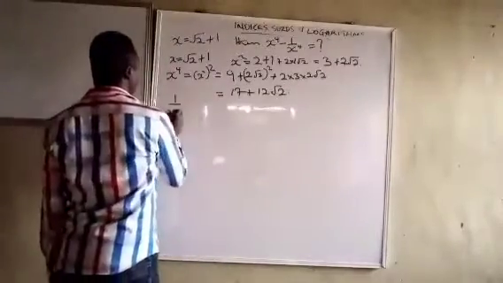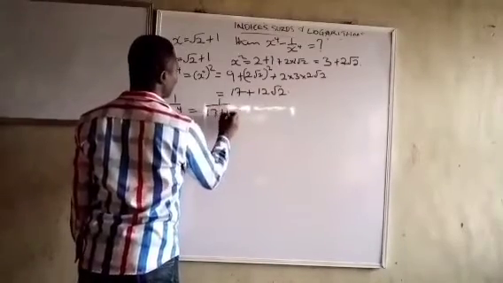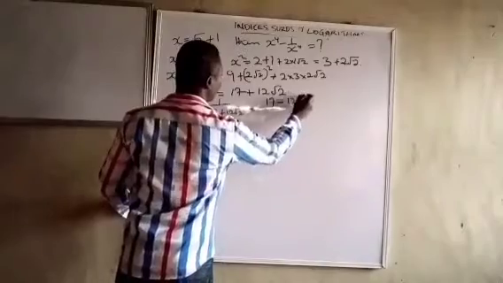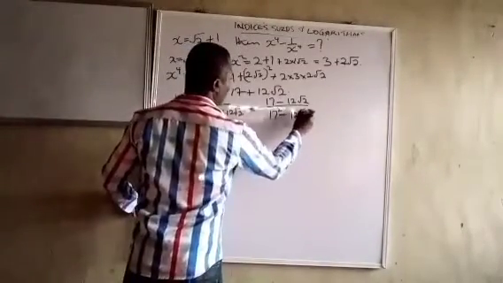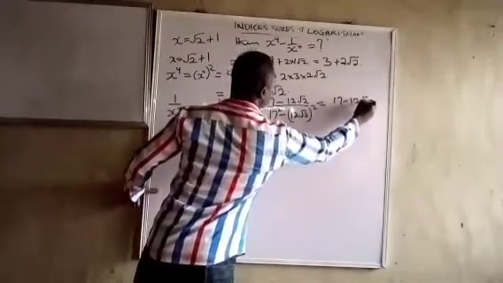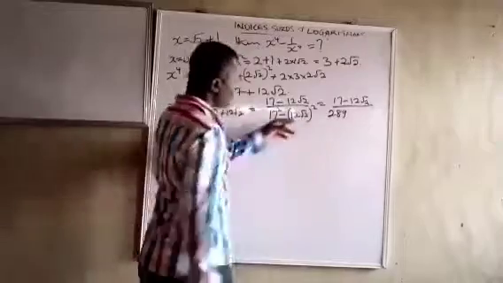Then 1 over x raised to power 4 is equal to 1 over (17 plus 12 root 2). And what does that give me? (17 minus 12 root 2) over (17 squared minus (12 root 2) squared). And that is (17 minus 12 root 2) over, I think this is 289 minus 288.